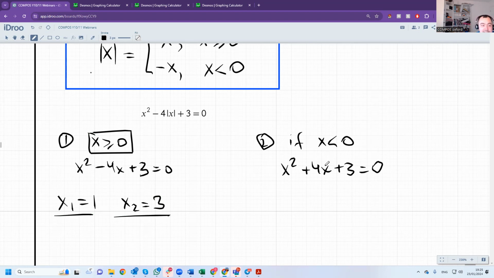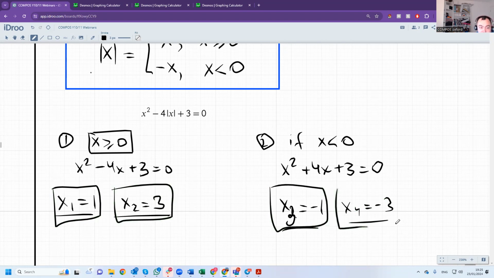If x is less than 0, then x squared plus 4x plus 3 is 0, then x3 is minus 1, and x4 is minus 3. And also no contradiction, so all values are valid.